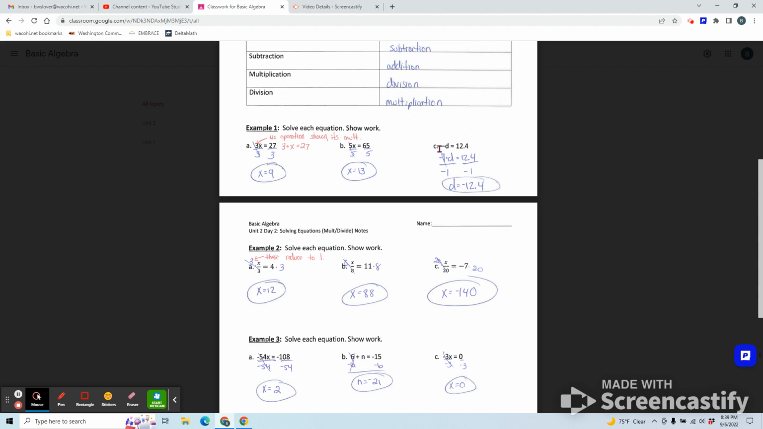So for letter C, negative d, I'm choosing to rewrite it as negative 1 times d equals 12.4. So that way we can see that the negative d is really saying negative 1 times d. So to undo that multiplication, I'm going to divide both sides by negative 1. It's very common for students to want to add 1 here. We are dividing because this is multiplication up top. So we're going to divide by negative 1. 12.4 divided by negative 1 is negative 12.4.